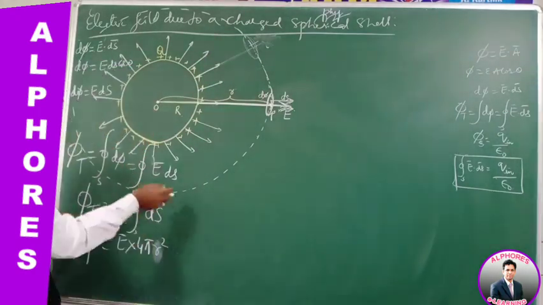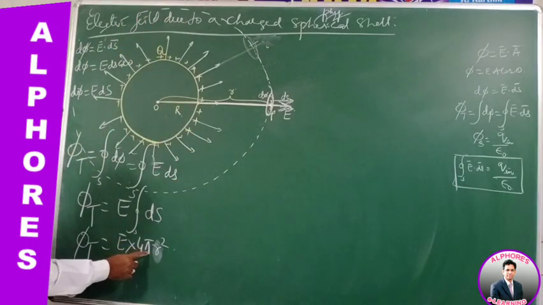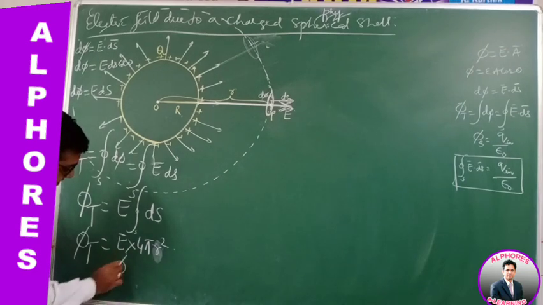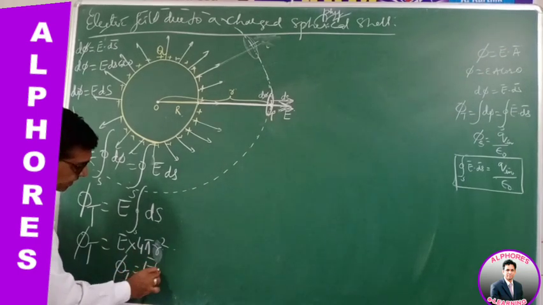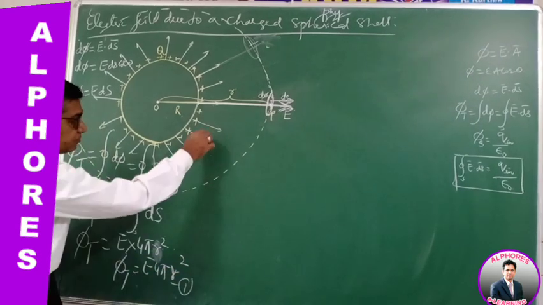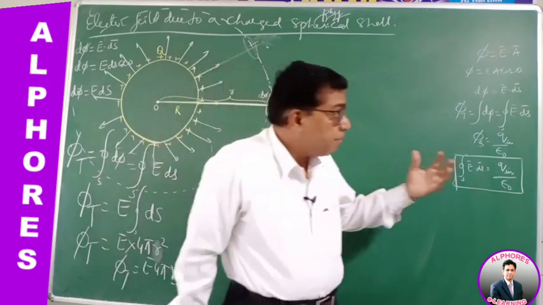We have imagined the Gaussian surface to be at a distance small r, so we have to find the area of the Gaussian surface. So the total flux is E into 4 pi r square, right? Therefore the total flux phi t is E into 4 pi r square. This is equation 1. Now next, applying Gauss law.